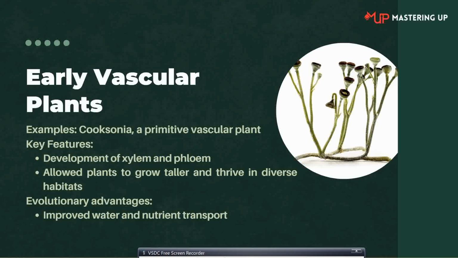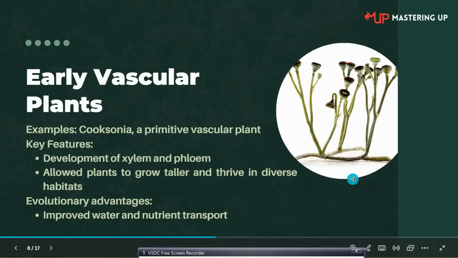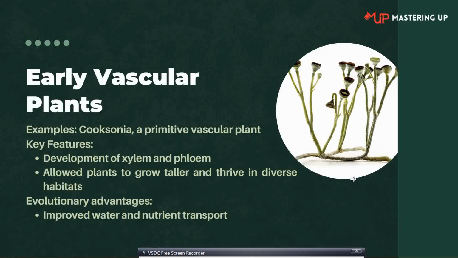Its key features include the development of xylem and phloem. Okay, so Cooksonia had developed xylem and phloem in them, and they allowed plants to grow taller and thrive in diverse habitats. Because of the presence of this vascular system, these plants were taller, and that's why they were able to adapt to a wide range of climatic conditions or diverse habitats. Now the evolutionary advantage is that it improves water and nutrient transport.